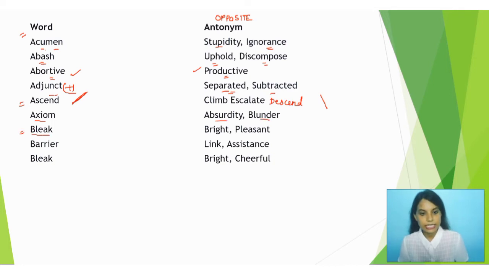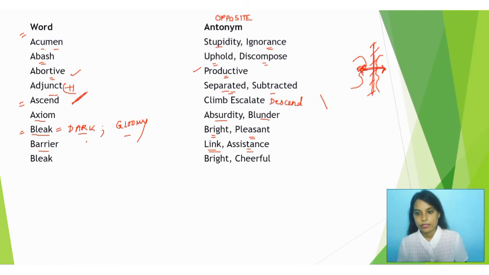Okay, next is bleak. Opposite of bleak is bright or pleasant. Like dark, gloomy, you can say. Okay, I'm writing the meaning. Synonym. Barrier. The opposite of barrier is link. Suppose there are two countries and there's a barrier in between. If we open this barrier, there would be a link between the two, right? So this is the link and this is the barrier. So yeah, that's the opposite. Bleak opposite is bright or cheerful.